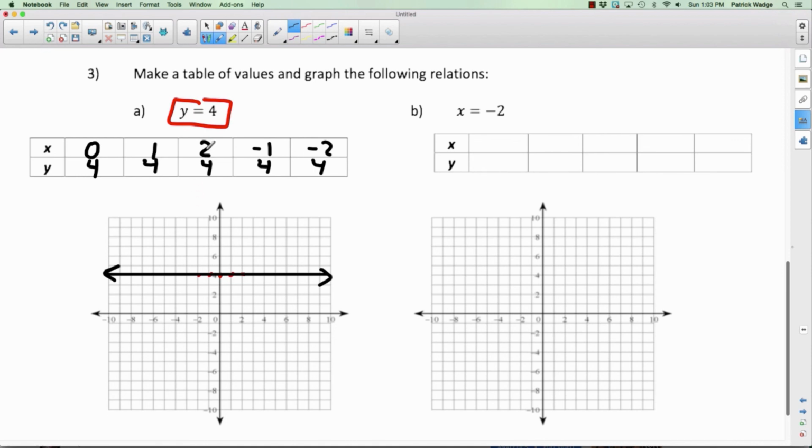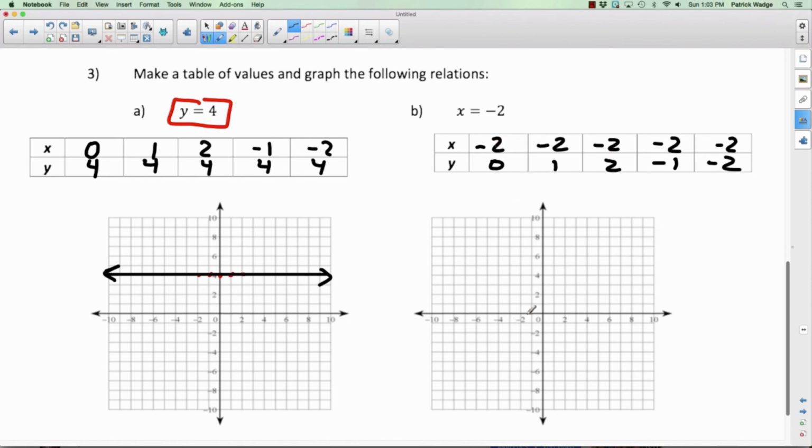What if it doesn't say y equals? It says x equals a certain number. So in this case, -2. It doesn't tell us anything about y, but it tells us that x is always equal to -2. So we can put -2 into all the x's. What can we put into y? Anything we want. How about 0 again? How about 1 again? How about 2 again? How about -1 again? How about -2? These are my favorite points to use. So let's see what we get.